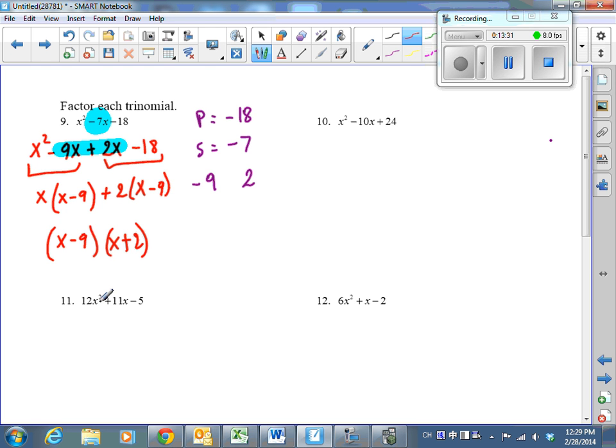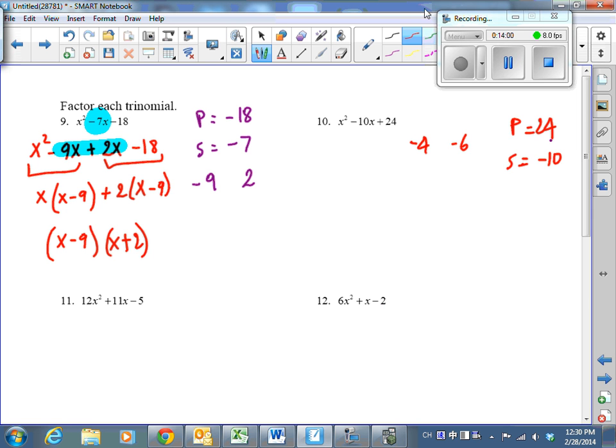What are the two numbers that the product gives you positive 24 and the sum will give you negative 10? Negative 4, negative 6. They say negative 4 and negative 6. What is your product? 24, right? And what's your sum? Negative 10. So that's perfect.